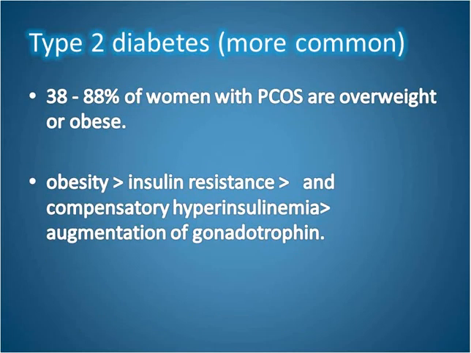Type 2 diabetes: it's more common to have type 2 diabetes than type 1 with PCOS, because there's something in common between both, which is obesity. If you're having obesity, you're going to have insulin resistance, and your body is going to compensate. It's going to secrete more insulin. You're going to have hyperinsulinemia. It's going to stress your ovaries, as we agreed before. About 38 to 88% of women with PCOS are overweight or obese.